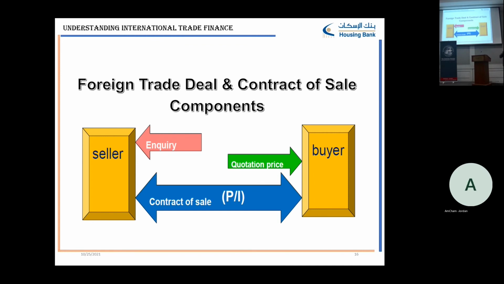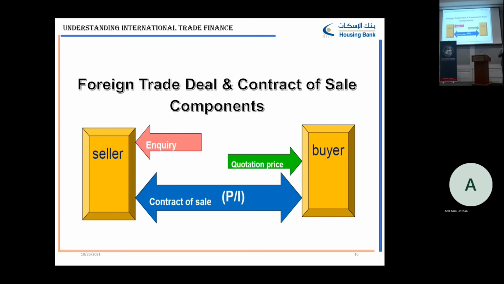Now, actually, when Lana came to my office, she told me that Hamori will talk about the contract of sale. But I insist on talking about the technical parts of the contract of sale, because the contract of sale is very important for both the exporter and the importer. There is no trade transaction effected in this world without being covered by a contract of sale.